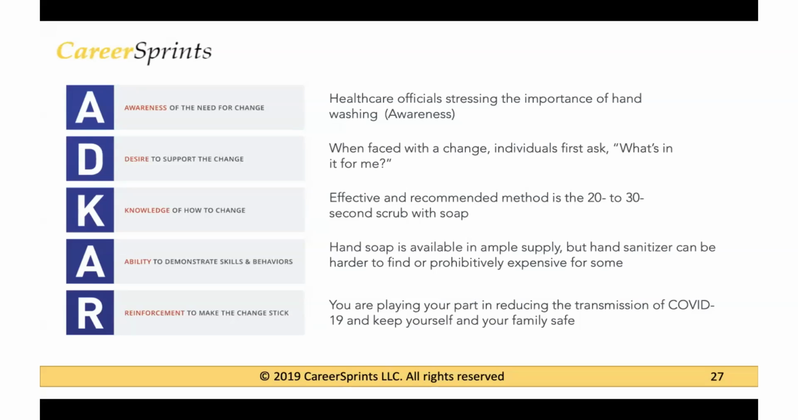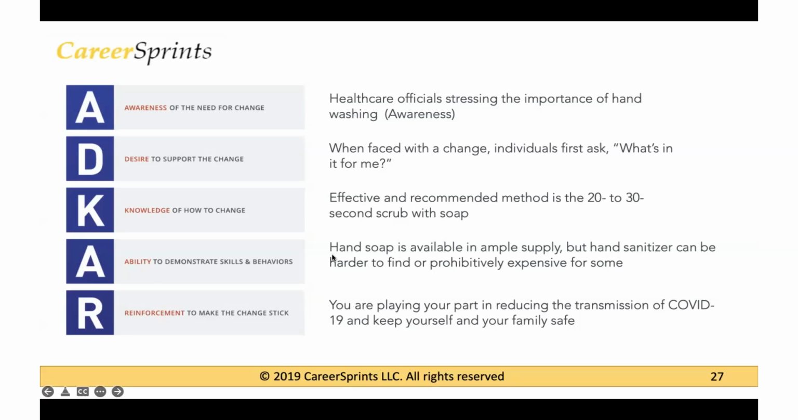So that is desire. Next is knowledge of how to change, right? So many people know that they need to wash hands, but we don't know how to wash hands. For example, if we just wash our hands for like 1 or 2 seconds, right? Or maybe lesser time, then that is not enough. We need to wash our hands thoroughly. So it says effective and recommended method is 20 to 30 seconds scrub with soap. So, providing people with the right knowledge, with the right training is critical when you are trying to make people change.